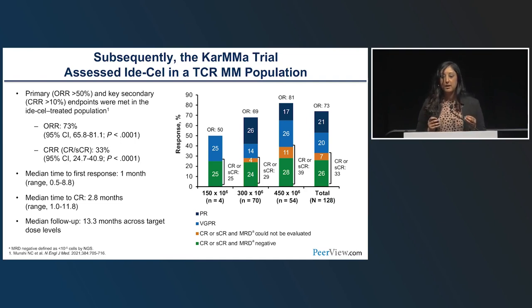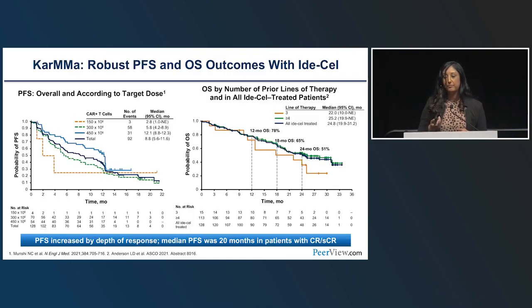And then in terms of the overall response rate for all patients, remember these were different doses for this trial, but it was 73%, and again, the CR rate was 33%. We're having therapies that at 1 month you're seeing really amazing responses. So median time to response was 1 month, to CR was about 2.8 months, and median follow-up for this study was about 13.3 months. And again, that bar just shows you that the dose really does matter for this product, and so the 450 million dose had the best response rates. And again, the deeper responses.